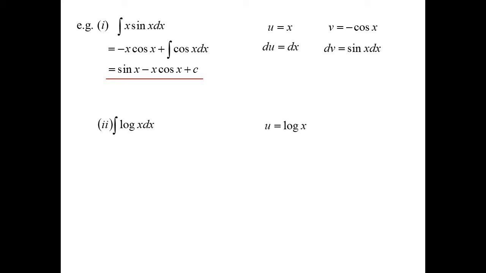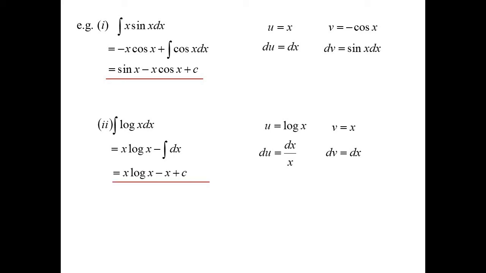We'll have u is log x. Differentiate u, we get 1 on x dx, which means dv is dx, so v is x. So we get uv, x log x, minus the integral of 1 dx. Integral of dx is x, so we get x.